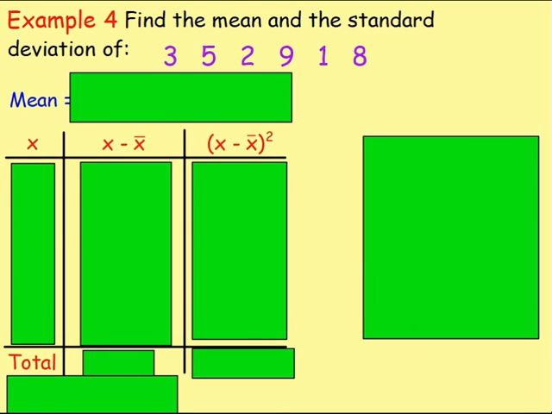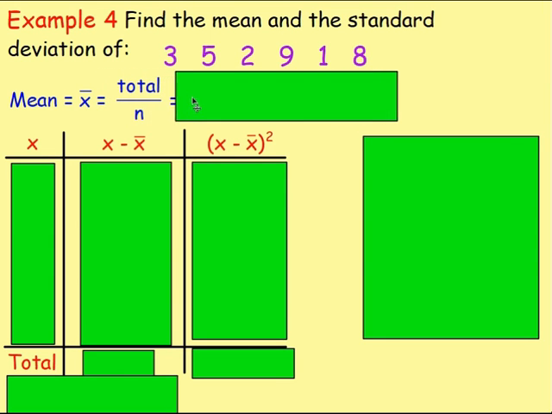Last example. Here we go, example 4. Work out the mean and standard deviation of 3, 5, 2, 9, 1, and 8. So we've got 6 numbers here. Once again, the way we work out the mean is by adding them all up to get a total and dividing by how many numbers we have. Remember, when it comes to standard deviation, the way we write down the mean is by using x bar. So x bar is the total divided by how many numbers we have.